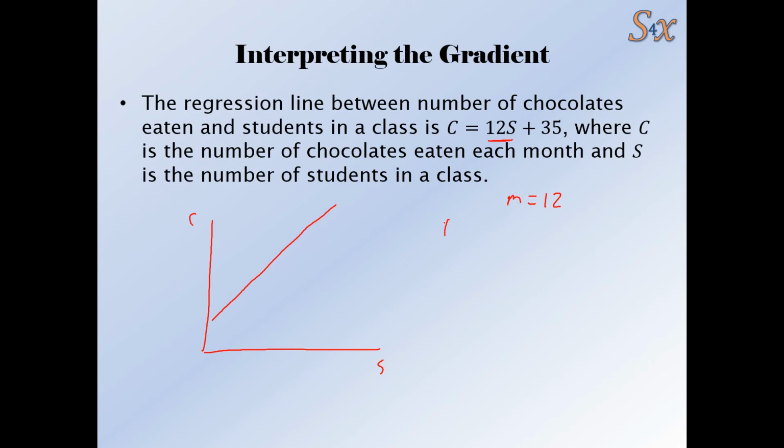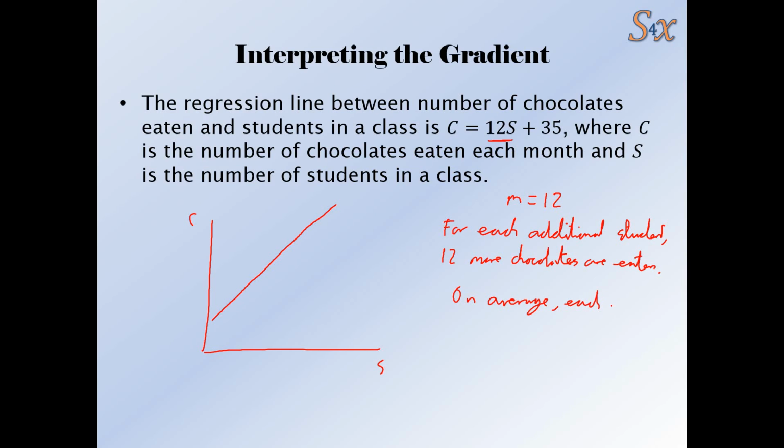What it means is, a good explanation is for each additional student, 12 more chocolates are eaten. Okay. If we increase the number of students by 1, we'd end up eating 12 more chocolates. So what it means for us is, on average, each student eats 12 chocolates. Yeah, that's an interpretation of the gradient of that regression line. Or eats 12 chocolates a month. Okay, so it's just a random example, that one.